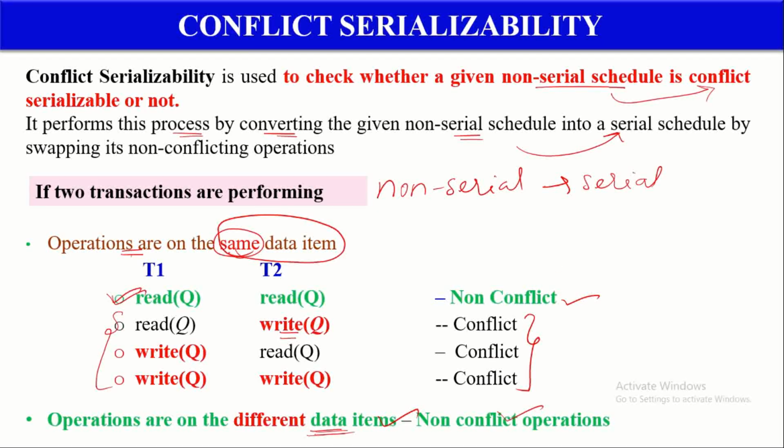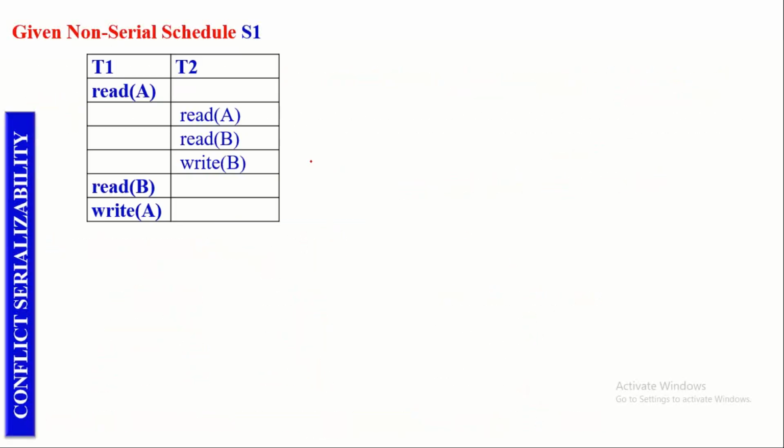Okay, now what is the process we are going to do? We are going to take the non-serial schedule and convert it into a serial schedule by swapping the non-conflict operations. Okay, so now this is the non-serial schedule given for us to determine whether it is conflict serializable or not. Here it is a non-serial schedule.